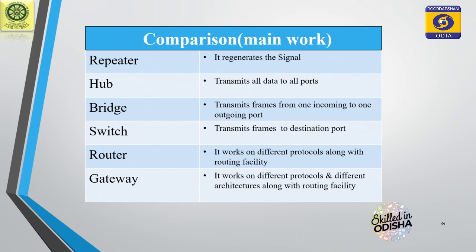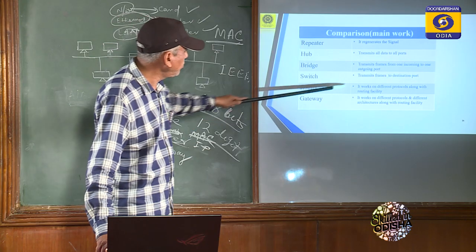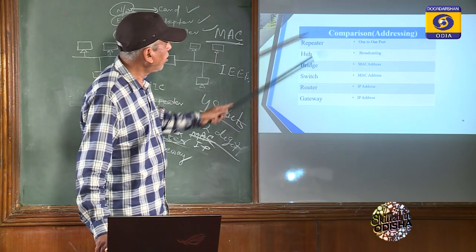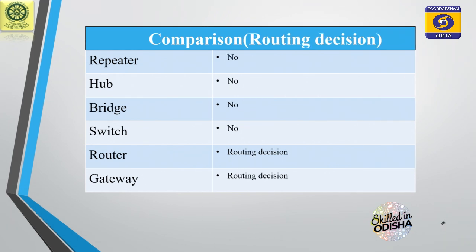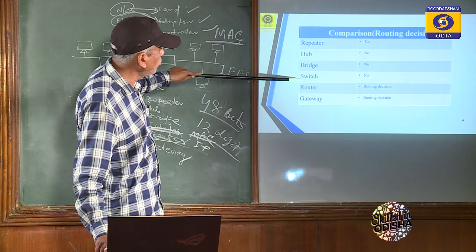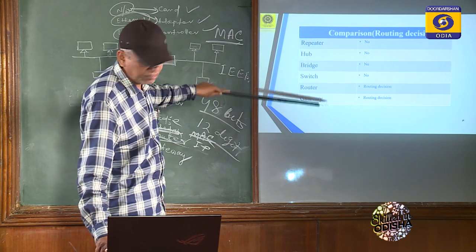The main work of the repeater is to regenerate. The hub transmits data to all ports. Bridge and switch transmit the frame. Router and gateway transmit the packets. Then addressing: no addressing for the repeater, and it is one to one. The hub is broadcasting. Bridge and switch use the MAC address; router and gateway use the IP address. Then routing decision: no routing decision up to the switch; router and gateway make routing decisions.